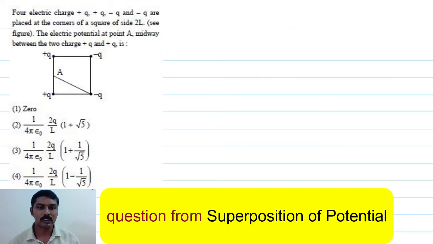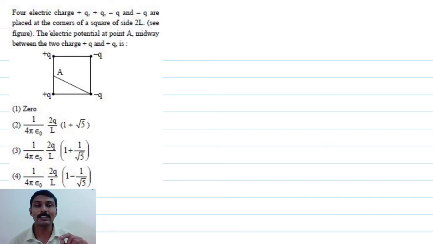Four charges, plus Q, plus Q, minus Q and minus Q, are placed at the corners of a square of side length 2L as shown in the figure. Yes, side length 2L. So we can actually draw it and show you. Since it is a square, all the sides will have 2L length. The electric potential at a point A midway between the two charges, which are plus Q and plus Q, is what you have to find out.